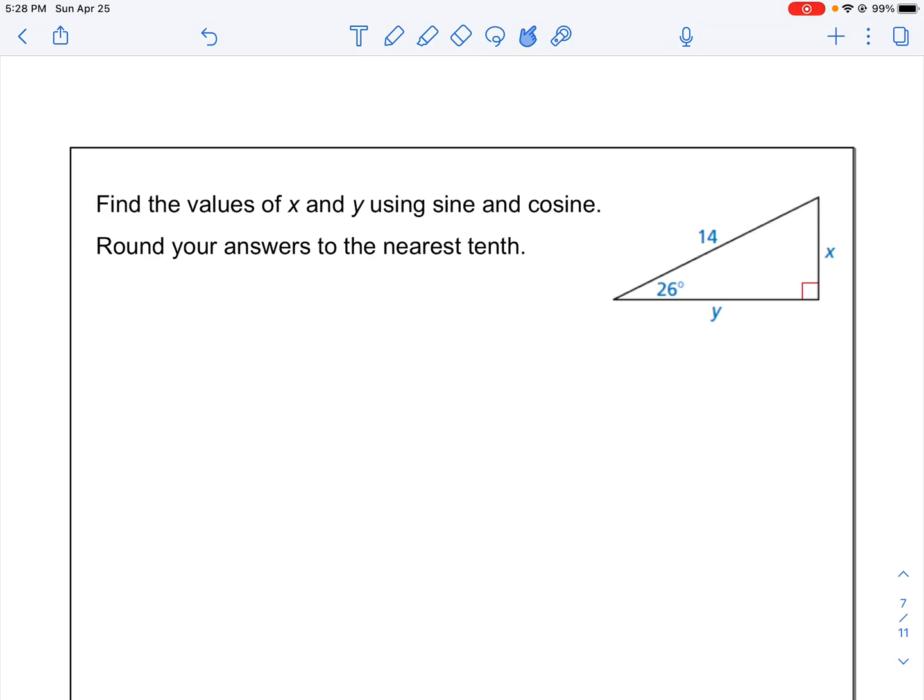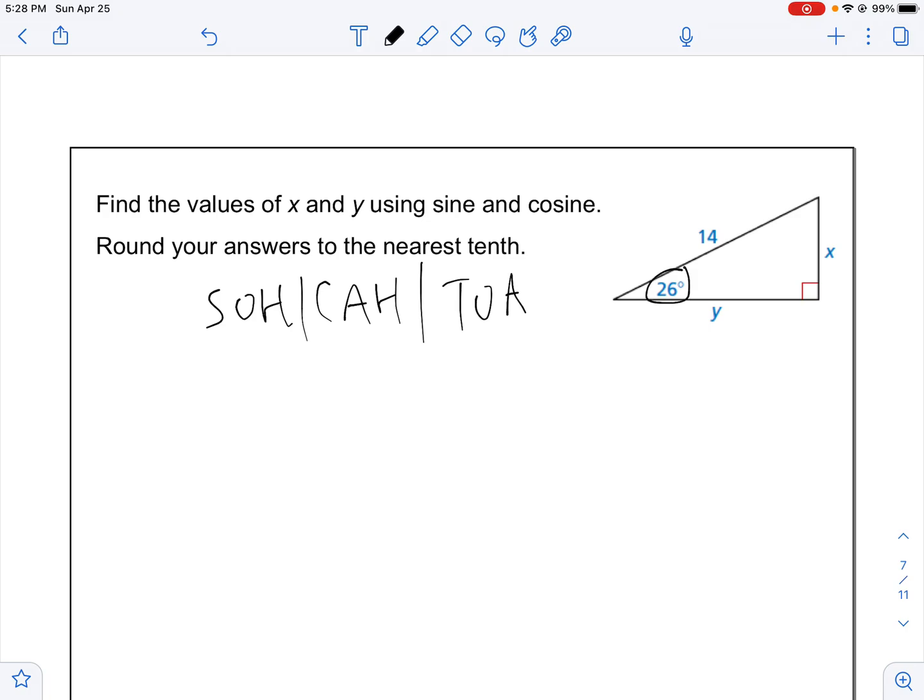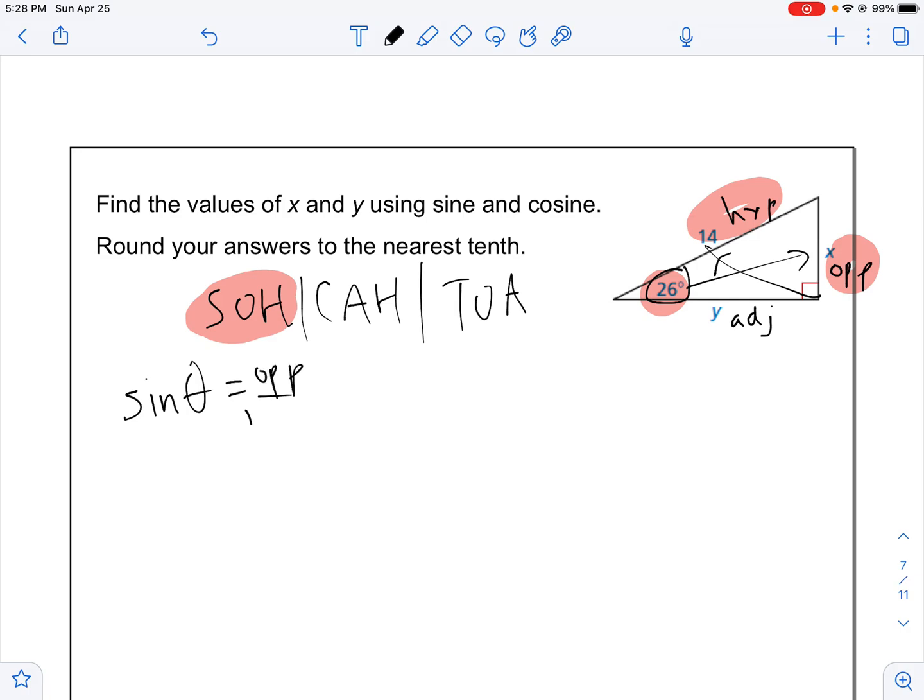All right, so here we go. SOHCAHTOA. Here's our theta. We have the opposite, the adjacent, and here's our hypotenuse. If I want to solve for x, I've got theta, opposite, and hypotenuse. Opposite over hypotenuse is sine. Remember, SOHCAHTOA stands for sine theta equals opposite over hypotenuse. Let's plug in what we know. Sine of our angle, 26 degrees, equals opposite x over hypotenuse, 14.